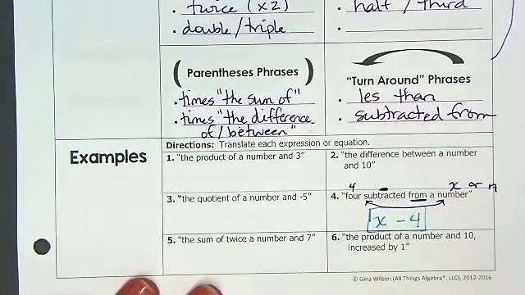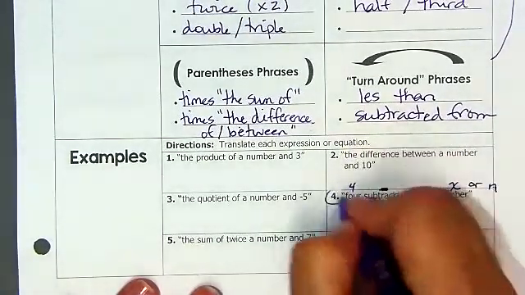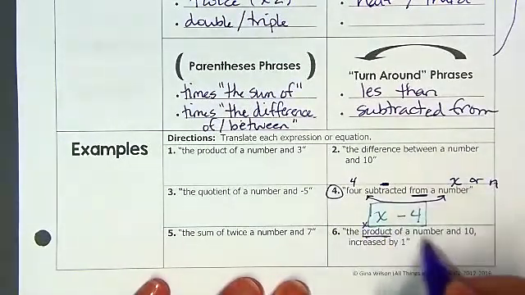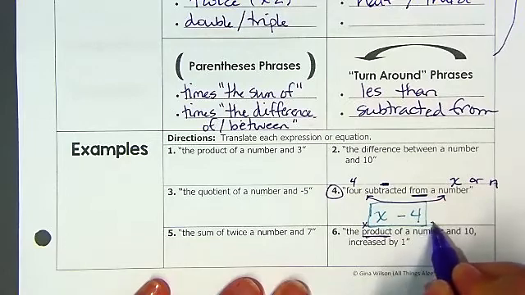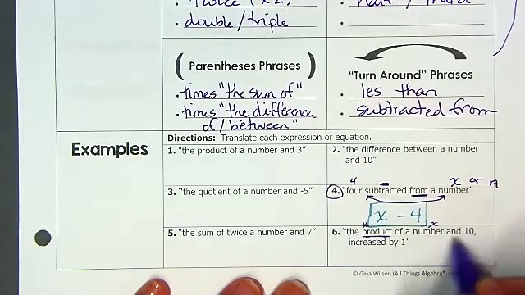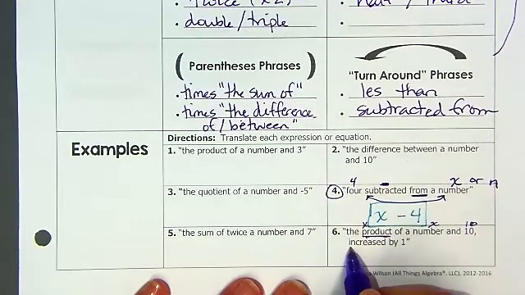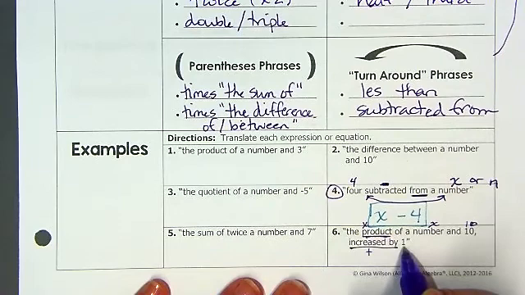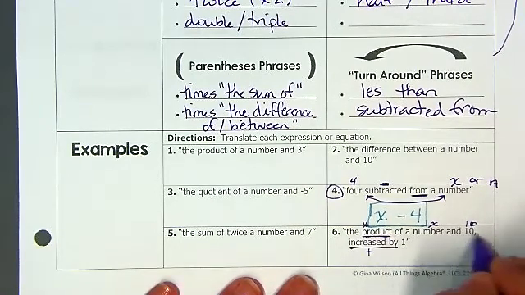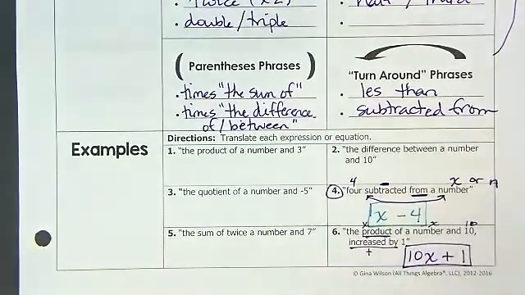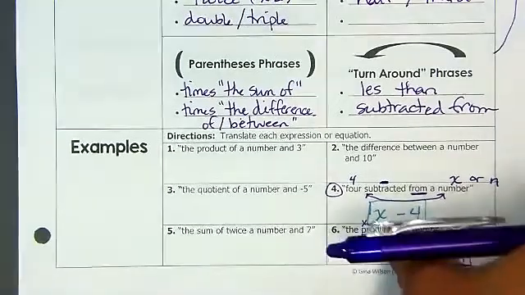Okay, number 6. The product. Product means multiplication of a number. So that's going to be X and 10. So therefore I'm multiplying those two. Increased by, so that's plus 1. So I'm going to do the product first. So I'm going to have 10x plus 1. Next page.